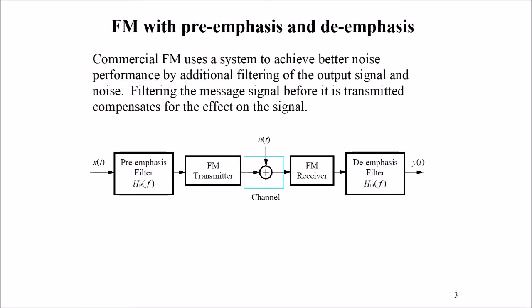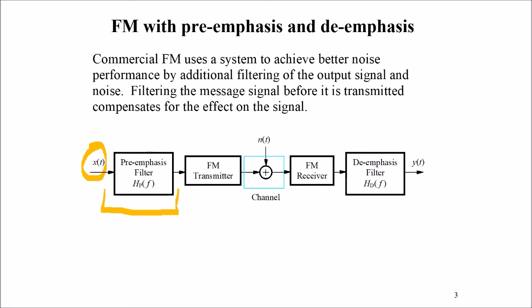So commercial FM transmitters and receivers follow this kind of system. They start with a message signal X of t, and then they pass that through a pre-emphasis filter, which is a filter with a transfer function that will boost the power in the higher frequencies of the message signal, so that it will compete better against the noise, which will inevitably be added.